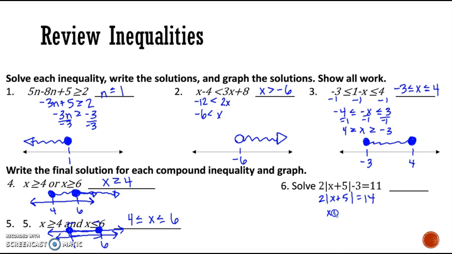Then divide by 2. So I get the absolute value of x plus 5 equals 7. Remember, absolute value is a distance from 0, so a positive value or a negative value will still give me that distance of 7. So I have x plus 5 equals positive 7, x plus 5 equals negative 7. Subtract my 5 and I get x equals 2, x equals negative 12. So my solutions are 2 and negative 12 for this absolute value equation.